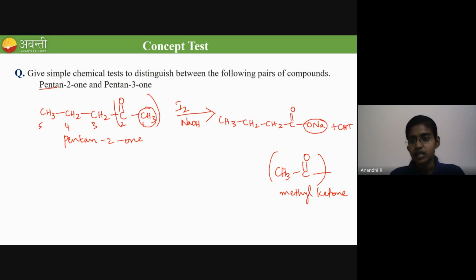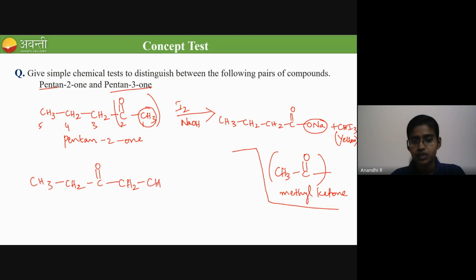We get CHI3 also, and it is formed as a yellow precipitate. Whereas in case of pentan-3-one, what is the formula for pentan-3-one? So again the 5-carbon containing system, but C double bond O in the third position, third carbon. So this is 1, 2, 3, 4, 5. This is pentan-3-one.